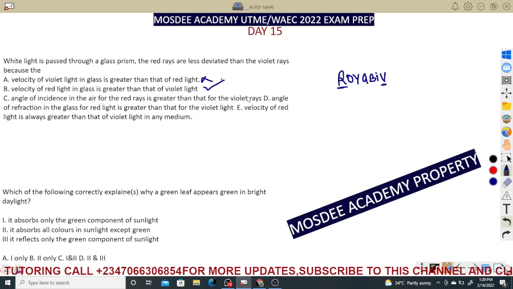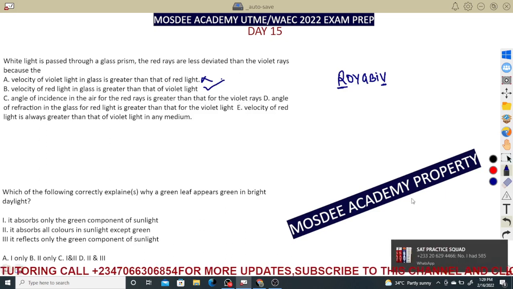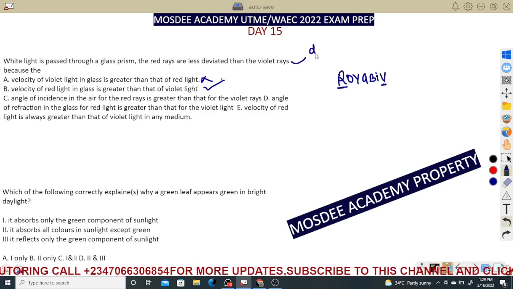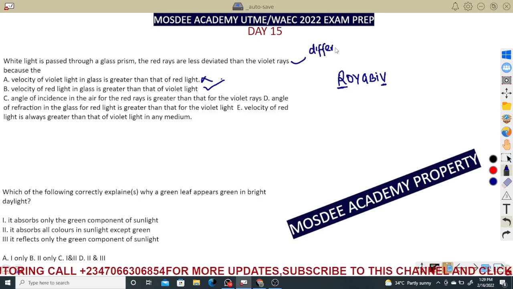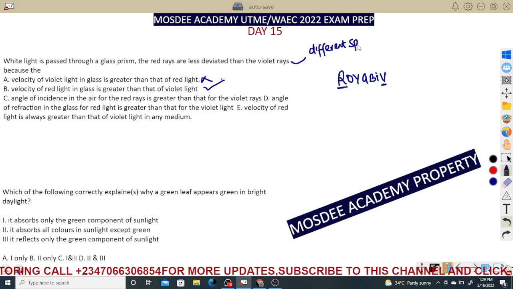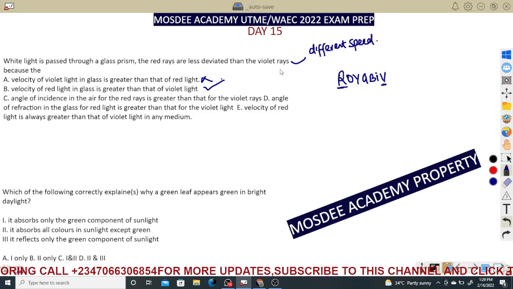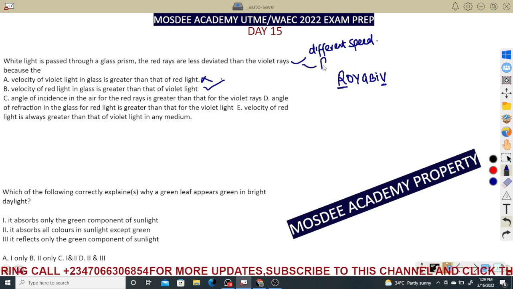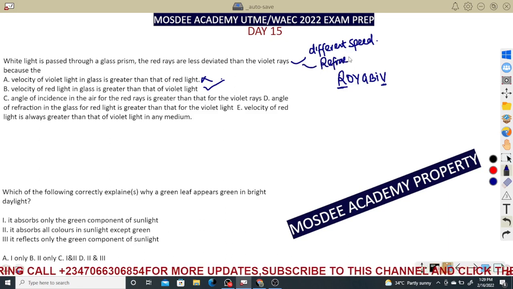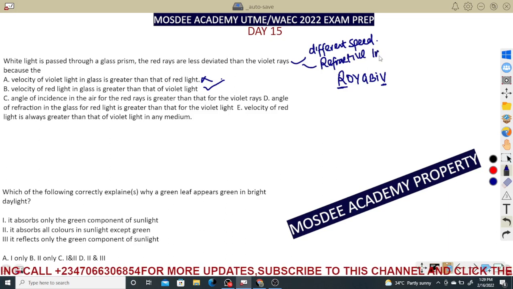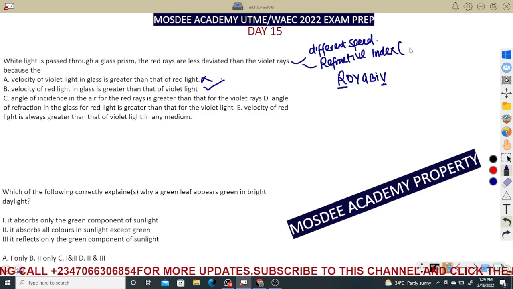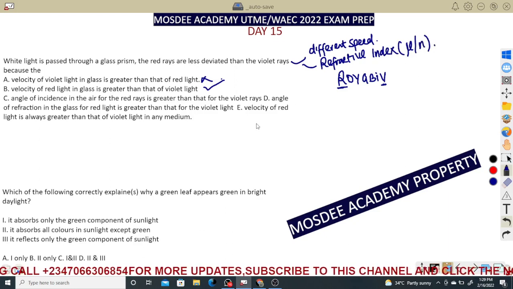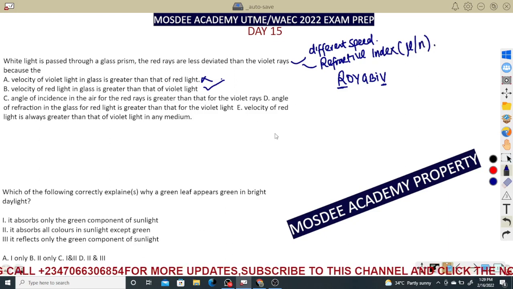Because when you are talking about dispersion, my dear students, dispersion is about different speed. Dispersion is due to different speed and different refractive index. So two things are responsible: different speed and different refractive index, which we have taught. We are just repeating the same concept. For the index, we use mu. Some of you use n. I told you in the last topic of refraction of light about this.